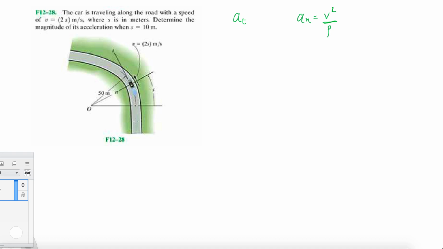And again, we're taking turns in this problem, so we need to find what the acceleration in the normal direction is going to be. The tangential one is going to be just your dv/dt, just your regular acceleration.